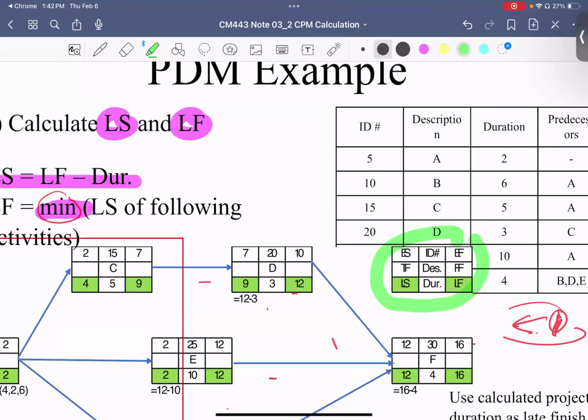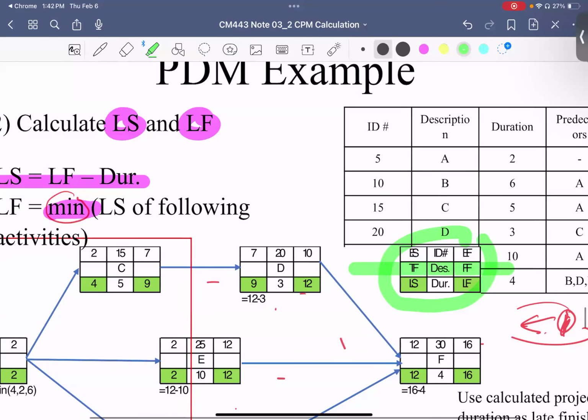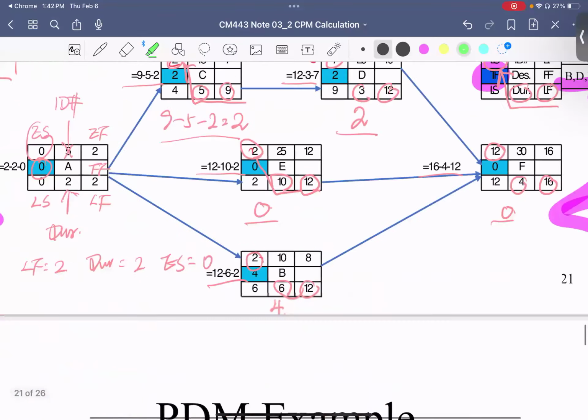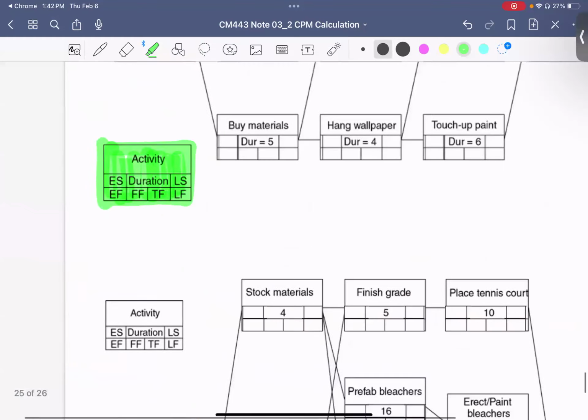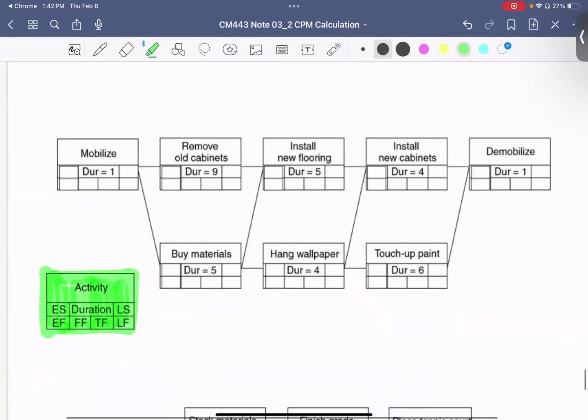So early start, early finish, late start, late finish, total free float in the middle here, and this middle column here is your description or ID or durations. Okay, so anyway, I will give you some time to try this one, and then we can go through it together.